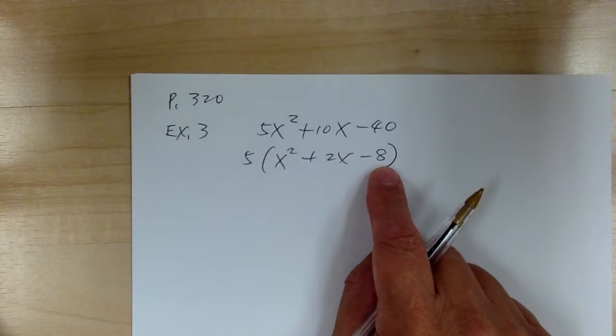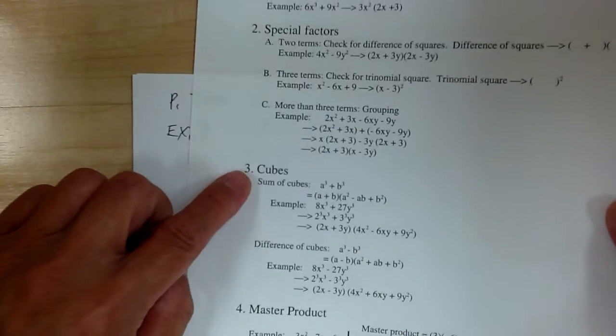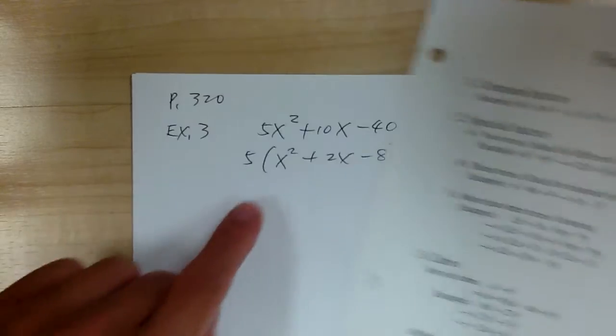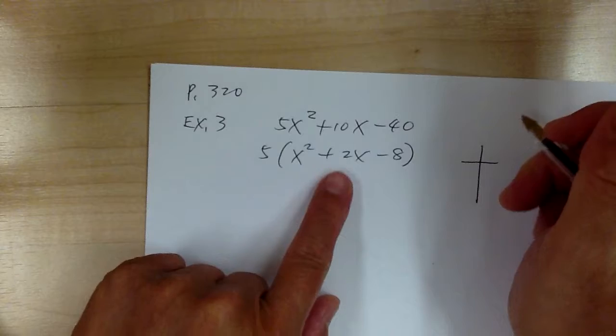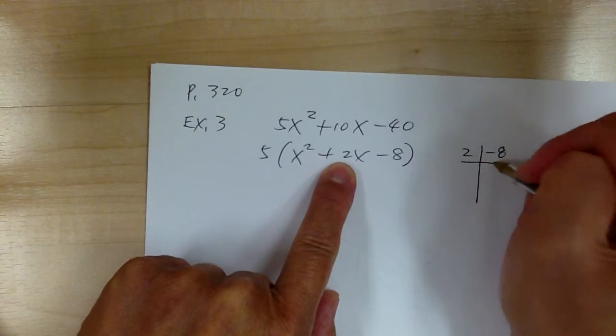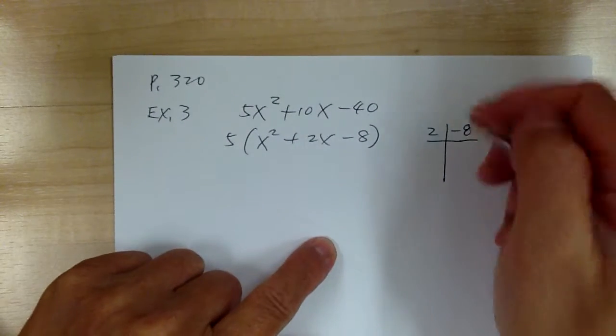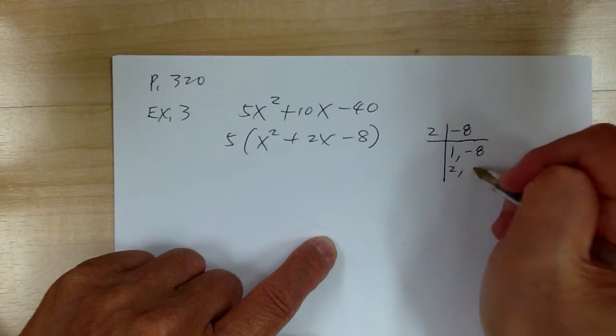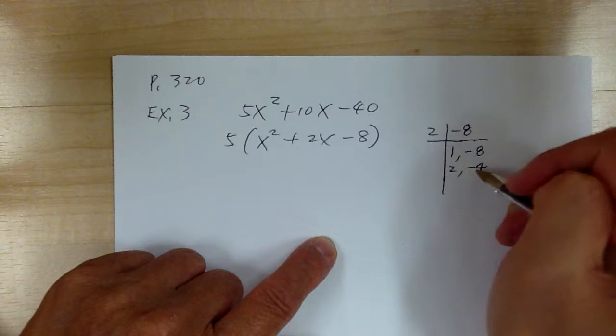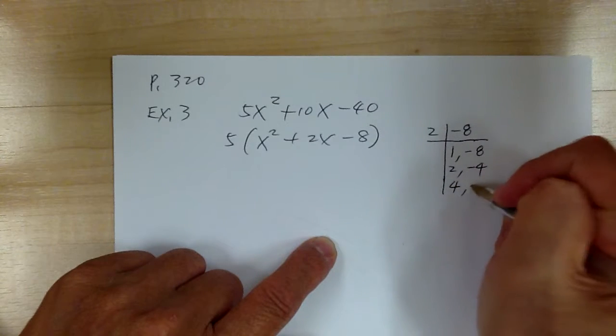So you go to step 3, cube, right? So you can look over here, step 3 is cube. So there's no cube, so you go to step 4, master product. So master product, you're going to get 2, negative 8, right? So you can start with 1 comma, negative 8. Now you have to keep track of your sign. So 2 comma, negative 4, and again you can just switch that, right? So 4 comma, negative 2.